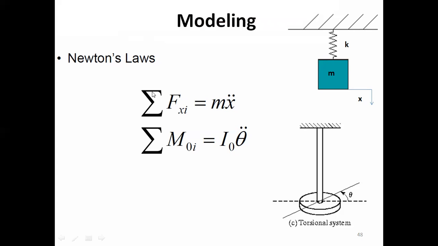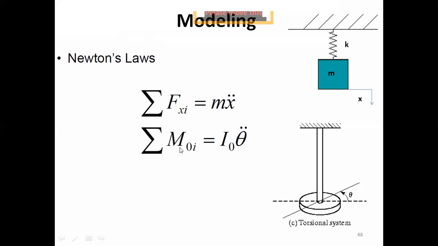We would write that as the summation of all of the forces which are acting along the displacement of the system must be equal to mass into acceleration. X double dot is acceleration. So this is Newton's second law of motion for the linear system, or translatory system.